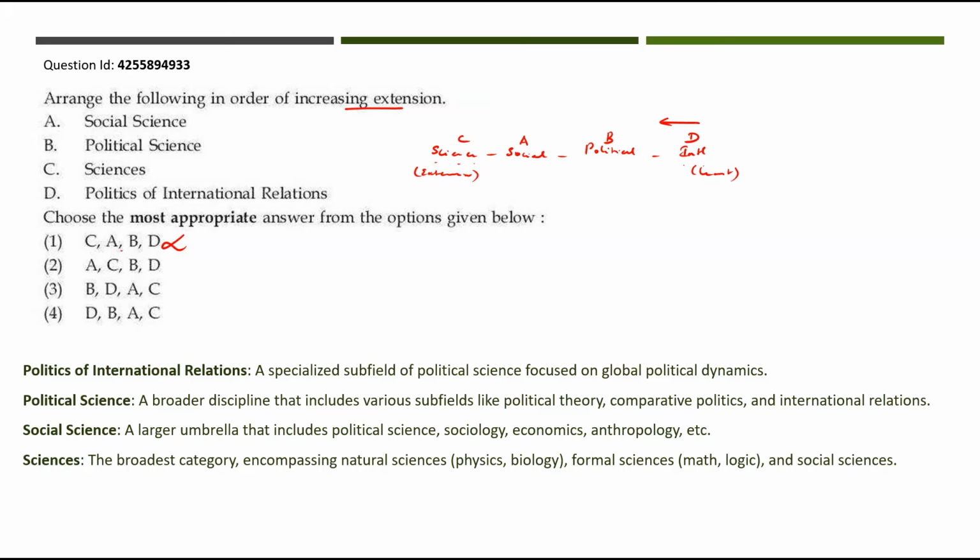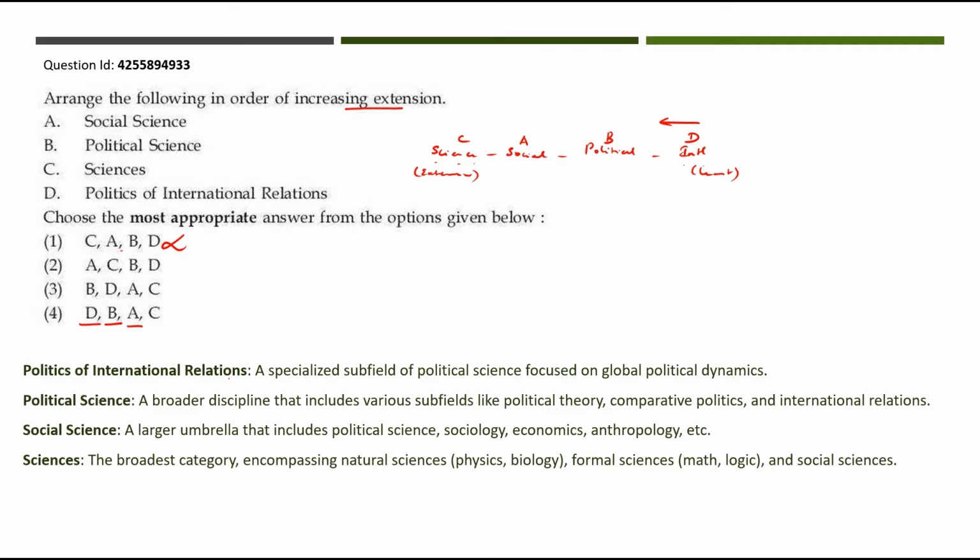Politics of international relations is a specialized subfield of political science focused on global political dynamics. So we will start with D. Then political science. It's a broader discipline that includes various subfields like political theory, comparative politics and international relations. So this international relations is just a subset of political science. So next we will have B. Then we'll get into social science. It's a larger umbrella that includes political science, sociology, economics, anthropology, etc. Then we will have A.